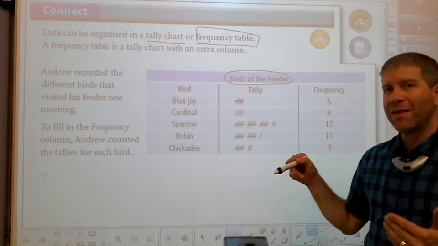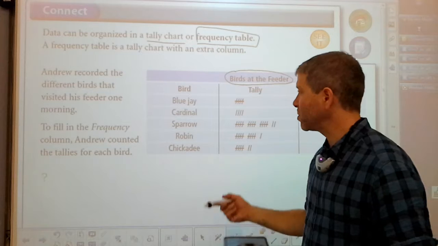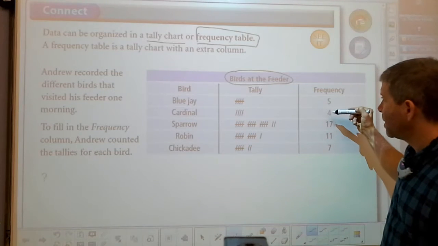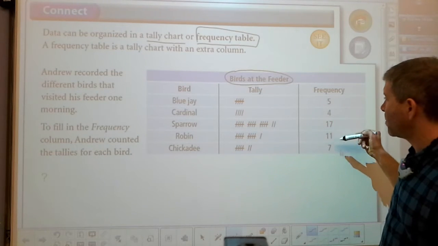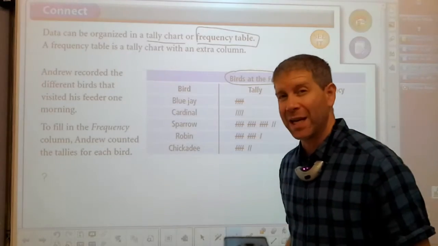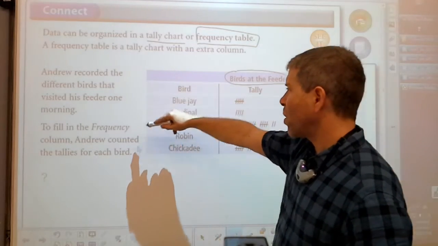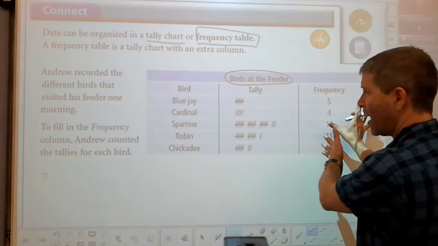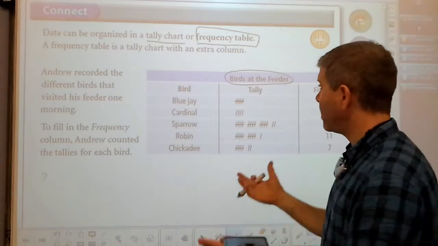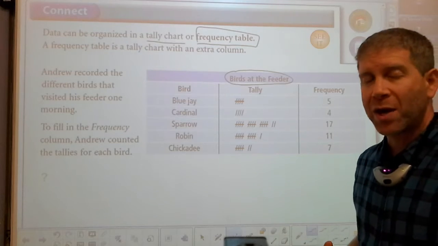Now we can turn this tally chart into a frequency table by adding this extra column here, which shows the actual number instead of just a tick mark. So there were 5 blue jays, 4 cardinals, 17 sparrows, 11 robins, and 7 chickadees. That is a lot of birds. So he simply counted and then gave the numbers. There is a frequency table, nice to look at.